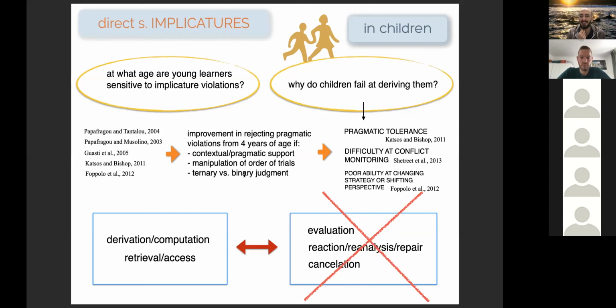So the idea is that, just as we saw in this study, the problem is not localized at the level of the derivation of the implicature itself or the retrieval of the right alternative, but at the level of the evaluation and the repair or the reanalysis due to a mismatch between the scalar implicature and what the context shows, okay? So there's been a kind of shift in the paradigm, suggesting that children are able to derive implicatures from the very early stages, okay? So this should be kind of clear now.